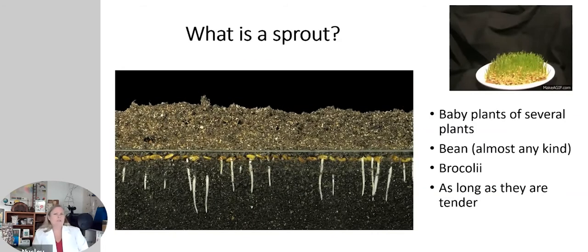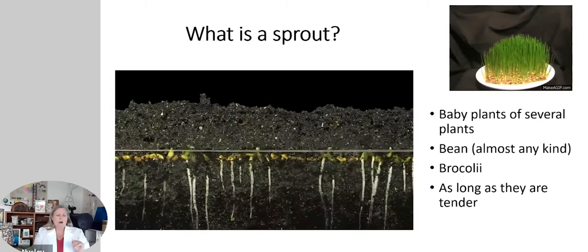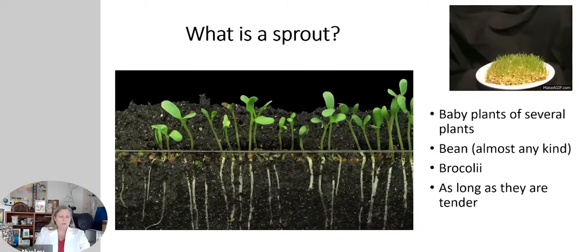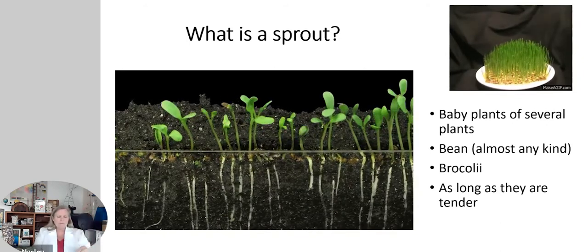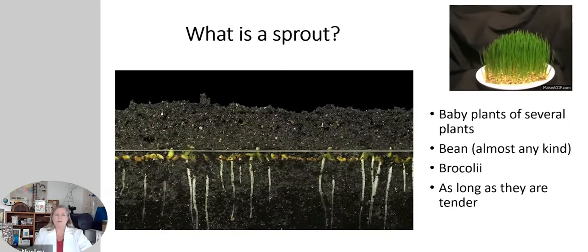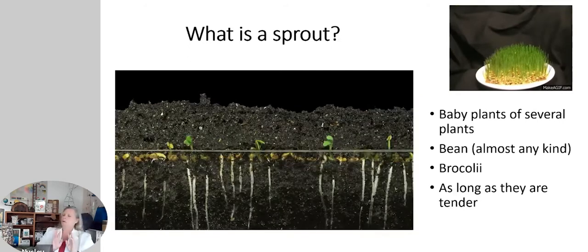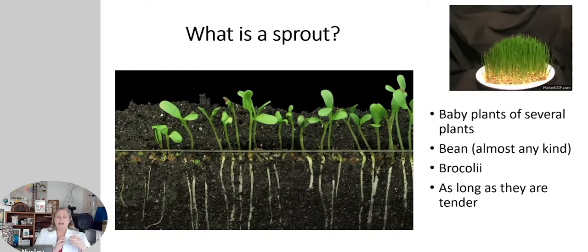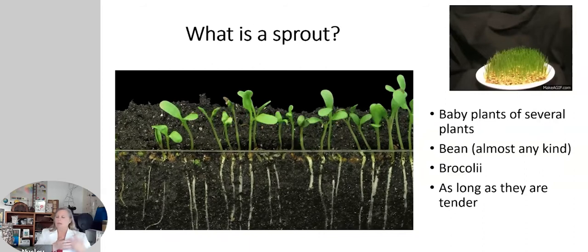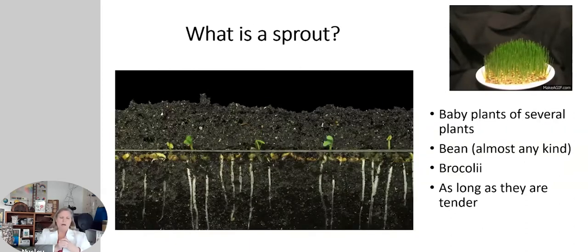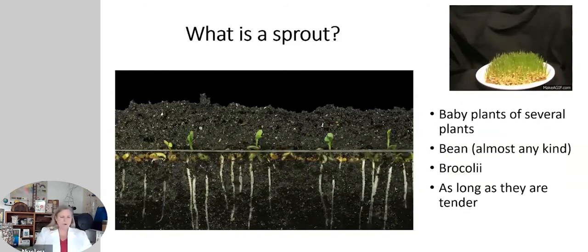All right, now we also have sprouts. And sprouts are really fun. Those are just baby plants of lots of different kinds. If you see though in this picture to the left where the roots grow first, right? Then one leaf, then two, then the stem gets bigger. Again, watch the roots. Watch how fast those grow. And then the little stems go up. Same thing with the picture on the right, the smaller grass looking. Again, it's called a sprout if we harvest it now before it fully grows. Okay, almost any beans of any type, broccoli sprouts, as long as they're small and tender, is a sprout. But those are always fun to watch how fast they grow.